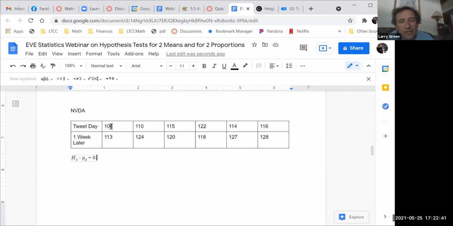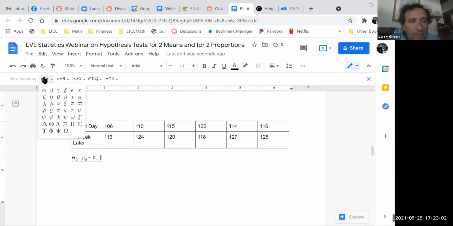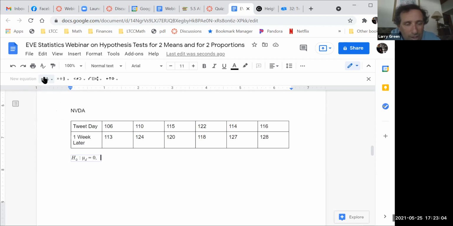So what we're going to do is look at the differences. For each of these two outcomes, we're going to find the difference and then find the mean difference. And we're going to say that if tweet day and 1 week later were the same, then the mean difference should be 0. Is that clear? On the other hand, let's see what we want. We have H1.